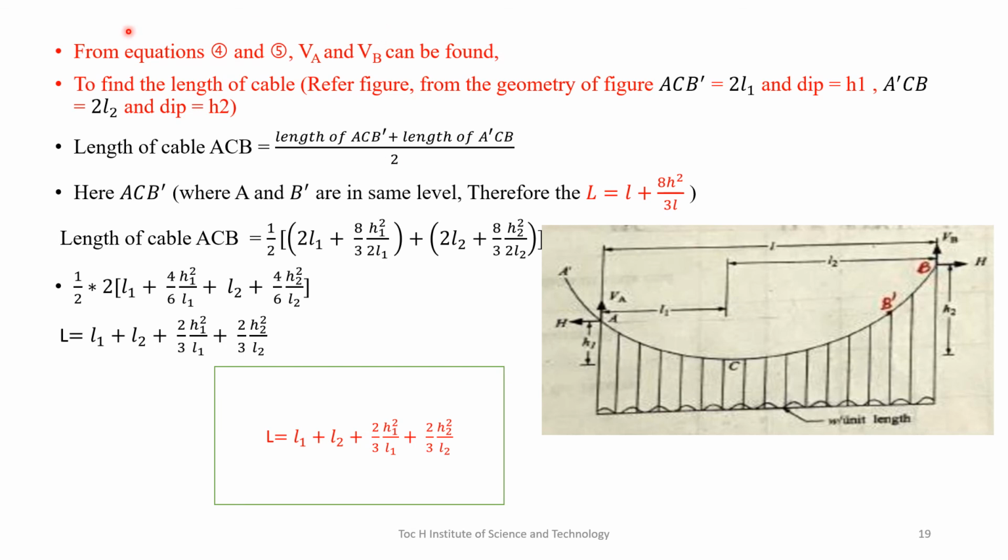Now from equations 4 and 5 we can find VA and VB, and next is to find the length of the cable. By referring to this figure, L1 we already know and L2 we already know, and ACB dash is nothing but 2L1, and the dip is H1. Then coming to A dash CB, which is nothing but 2L2, and the dip is H2. Okay, so the length of the cable ACB, that means the original length of the cable, is the average of ACB dash and A dash CB.